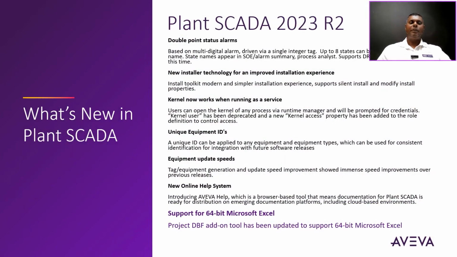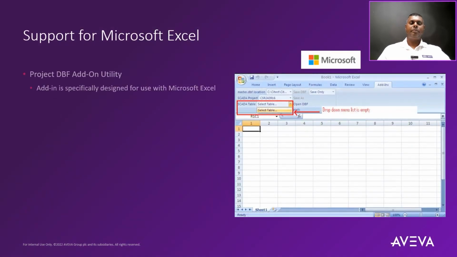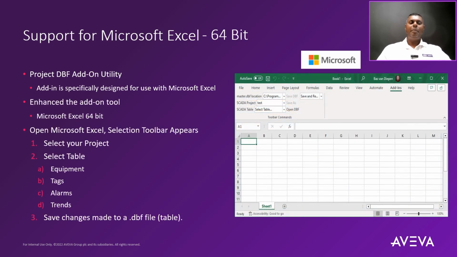Support for 64-bit Microsoft Excel. The Project DBF add-on tool has been updated to support 64-bit version of Microsoft Excel. The Project DBF add-on utility has been around for many years, but it now fully supports Microsoft Excel 64-bit, which means this add-on tool will now show up as a toolbar within Excel, which allows you to select the Plant SCADA project you're configuring and select the appropriate table for configuration, such as equipment, tags, alarms, trends, or just about any configuration file in the application. Then, as modifications are completed, you can save the changes which are directly applied in your Plant SCADA project.